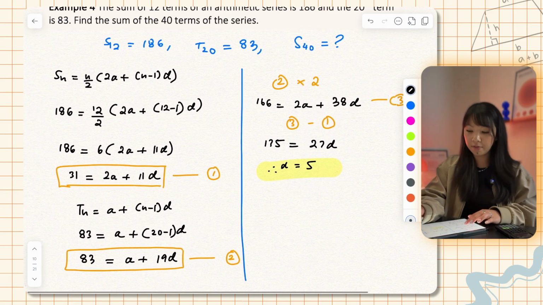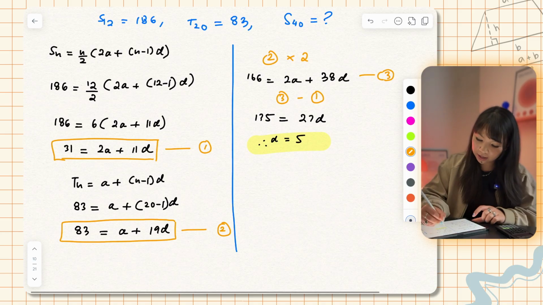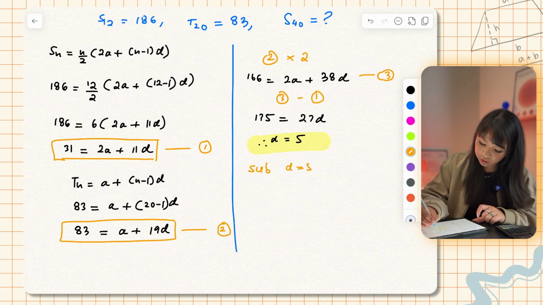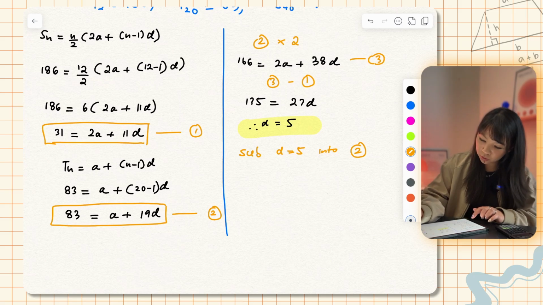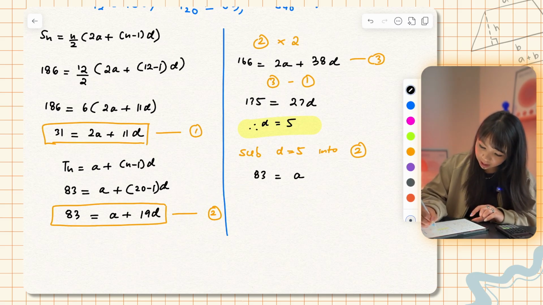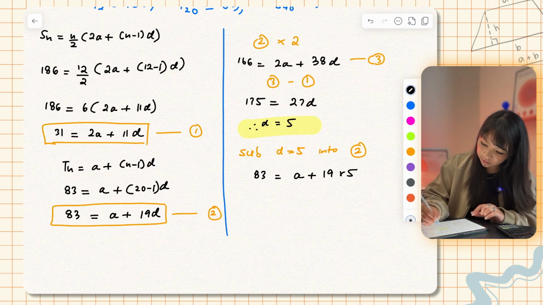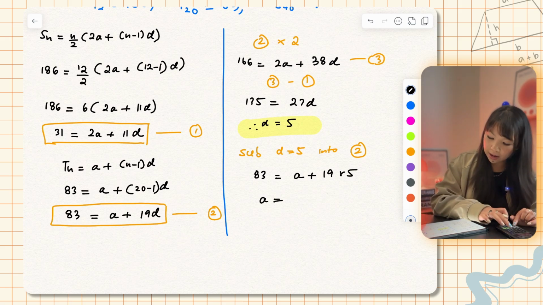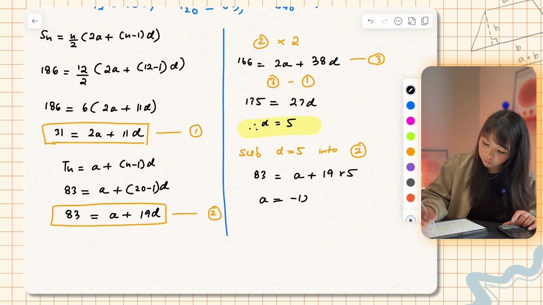Now once you find the value of d, we can easily find the value of a. I'm going to substitute d equals 5 into equation number 2, just this one over here. We get 83 equals a plus 19 times 5, so a equals negative 12.